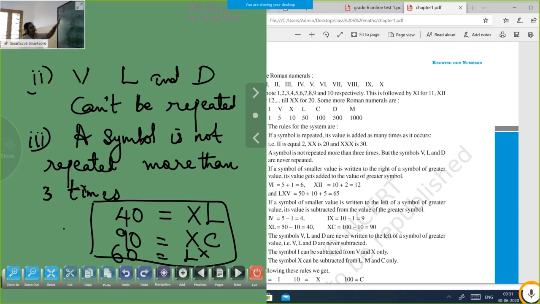So remember that V, L and D cannot be repeated. A symbol is not repeated more than 3 times. More than 3 times we cannot repeat any symbol in Roman numbers. 40, how to write 40, children? XL. How to write 90? XC. How to write 60? LX. Now we are going to write some questions.